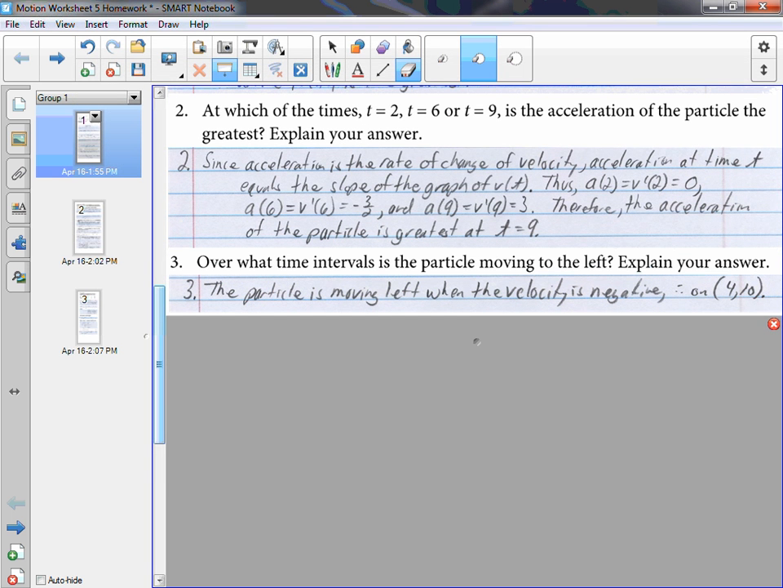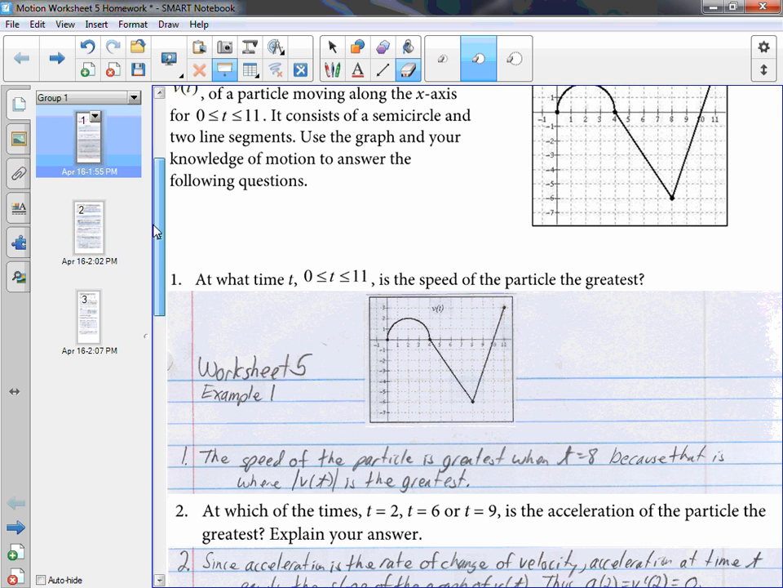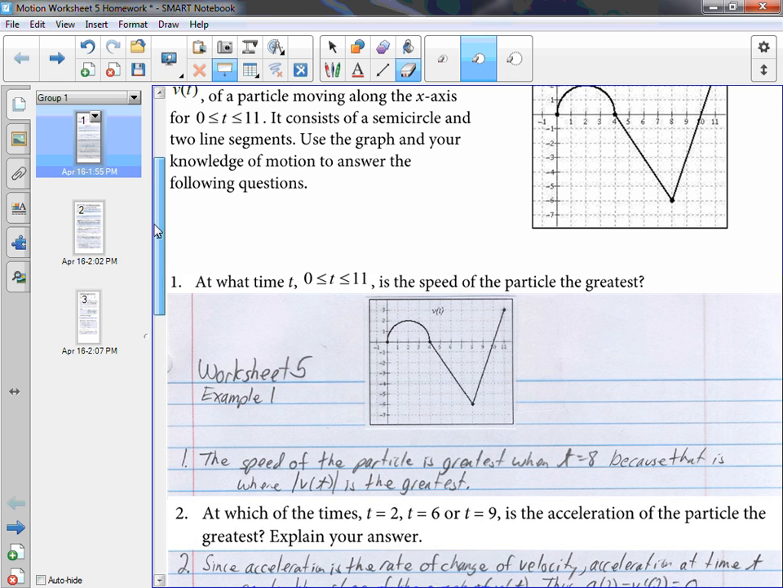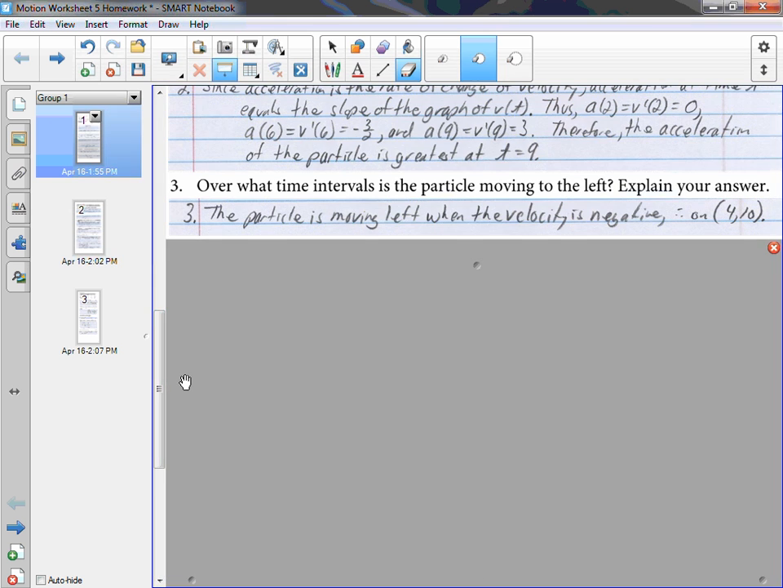Over what time intervals is the particle moving to the left? Well, we ought to be old hat at this one. What has to be true about velocity for the particle to be moving to the left? It has to be negative. So where's this negative? Between 4 and 10. Now, including 4 and 10? No, because at 4 and 10, the velocity is 0. That's right. If you included 4 and 10, you'd use brackets. Yep. Yeah, that's conventional notation.